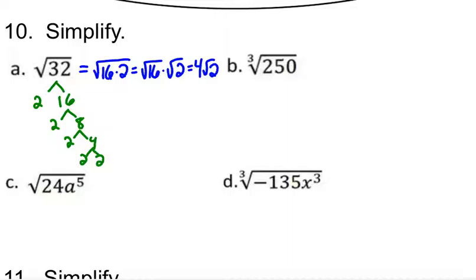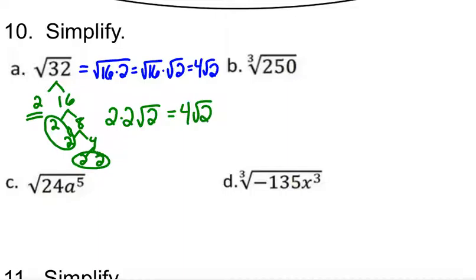Since this is a square root, our index is 2, we're looking for pairs. So anything that is a pair gets to come out. So we get to bring out a 2 and a 2, and anything that's left over has to stay inside. So you end up with 2 times 2, which is 4, and root 2. So two different ways to get the same answer. Either one's fine with me. I tend to use the factor tree more often.